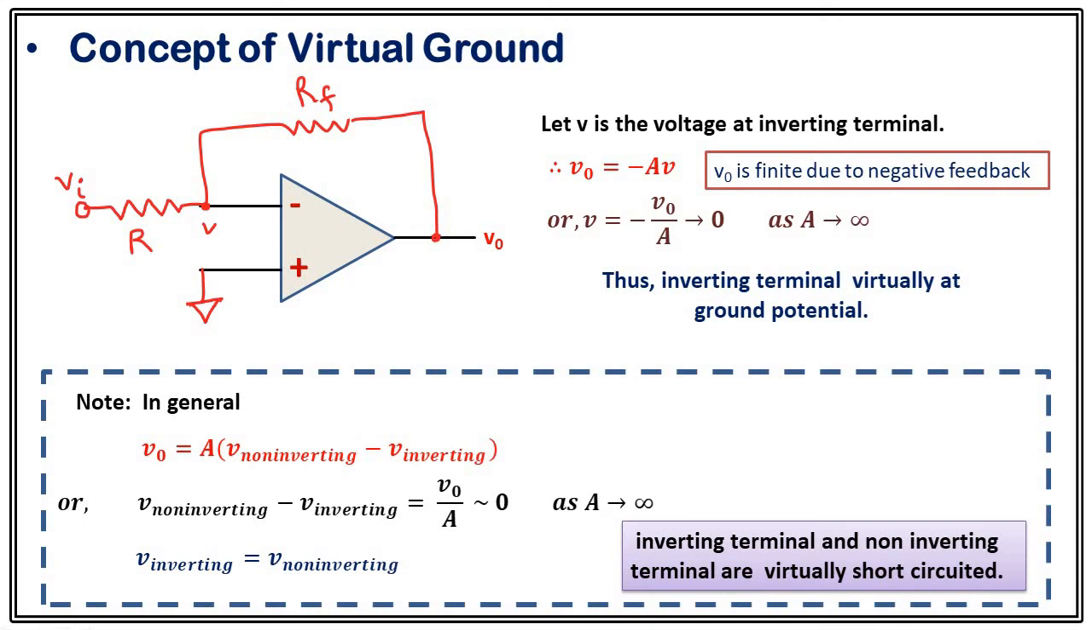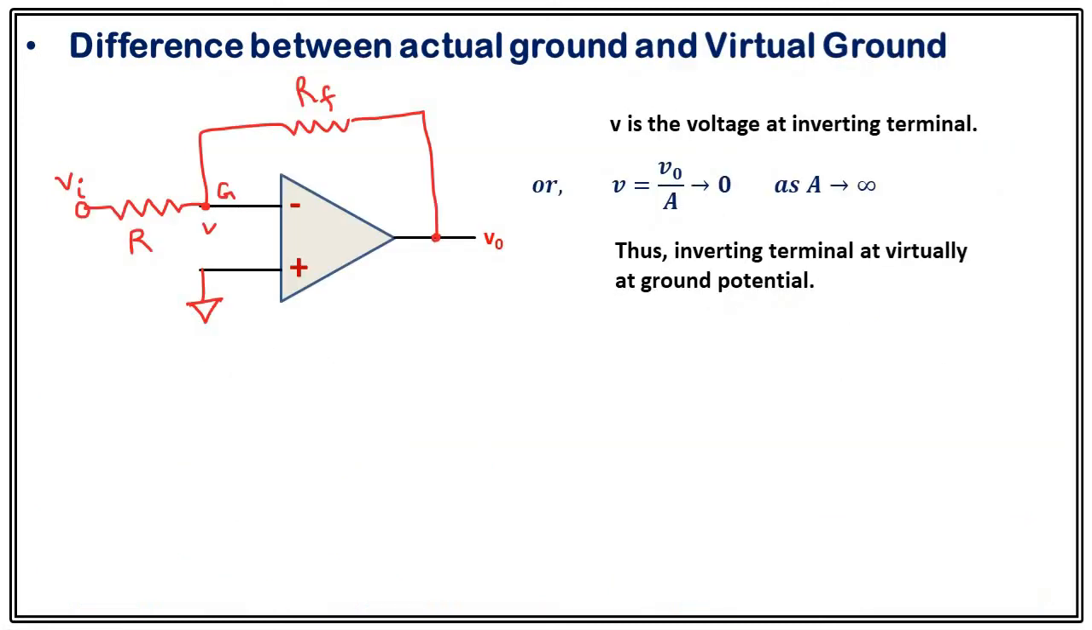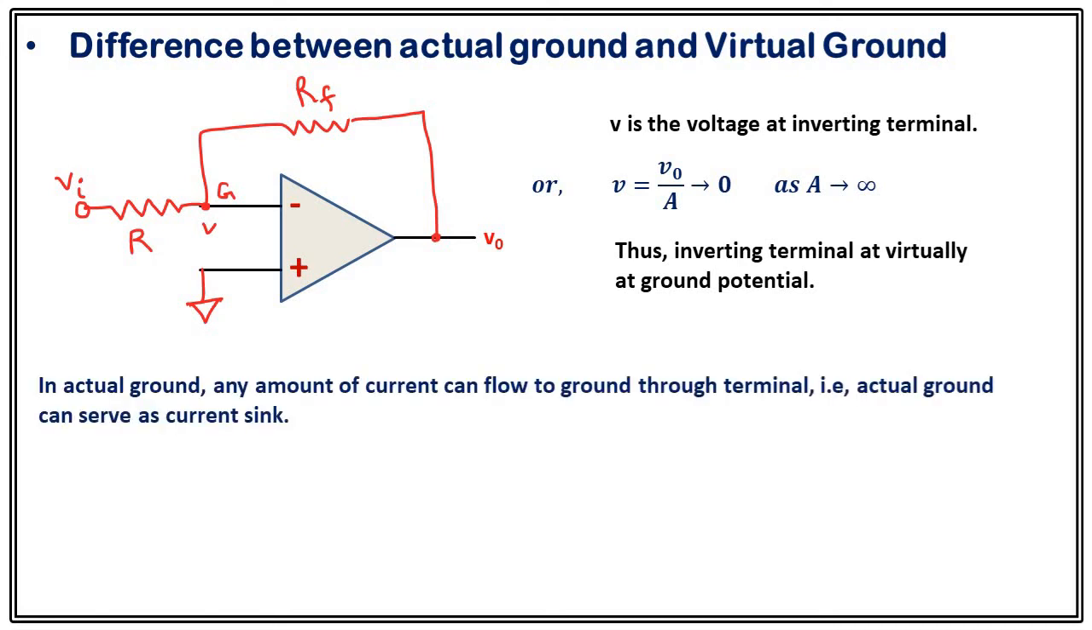Here, as the non-inverting terminal is at zero potential, with this general equation, the inverting terminal will also be at zero potential. But why am I calling it a virtual ground? Why virtual ground? Why not actual ground? What is the difference between the virtual and actual ground? In actual ground, we know any amount of current can flow to ground through that terminal. That is, actual ground serves as a current sink.